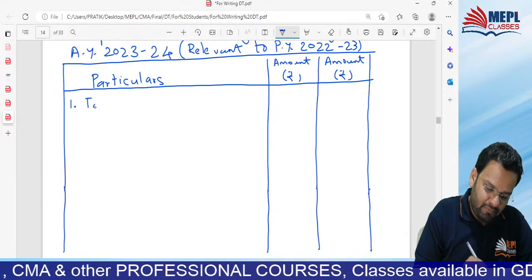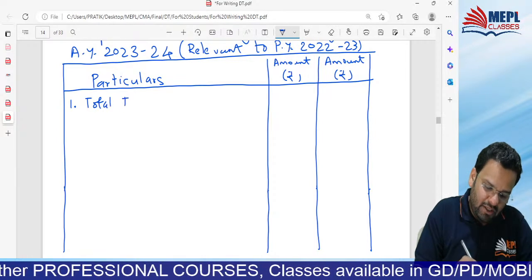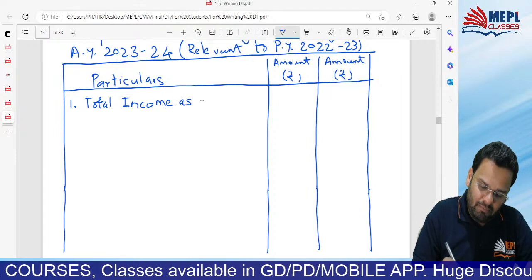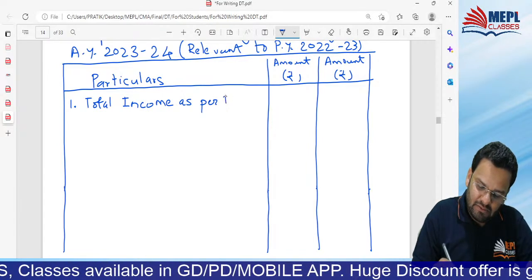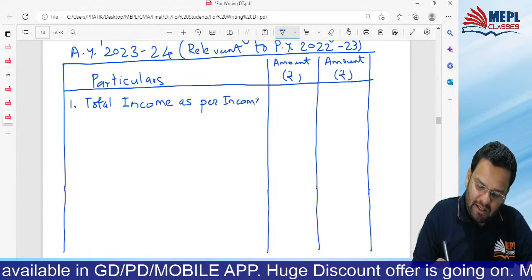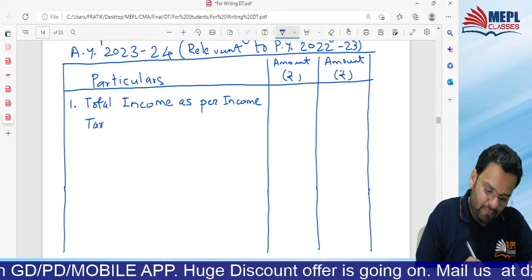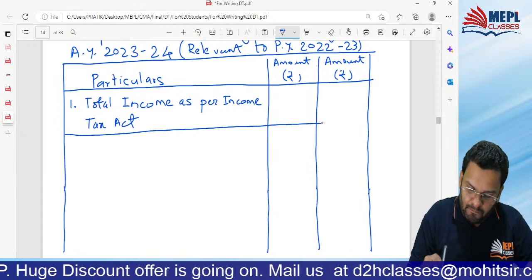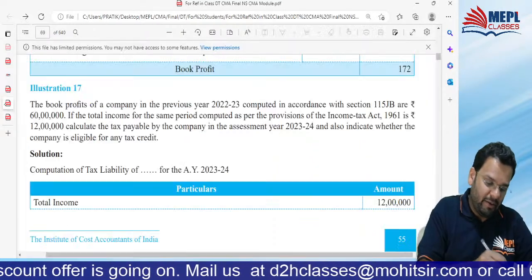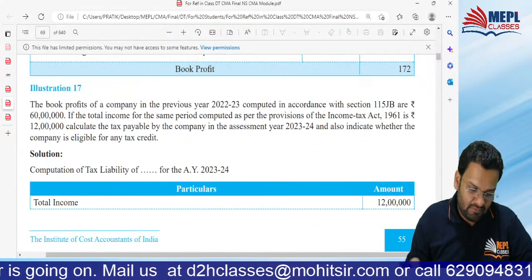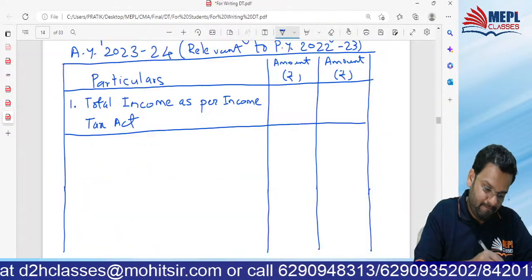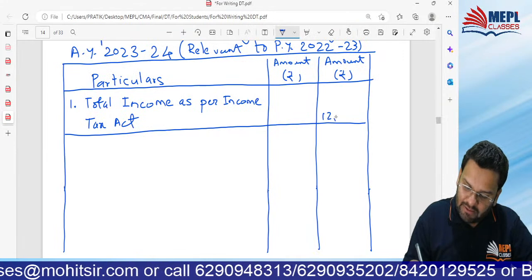First step, total income. What is company's total income as per Income Tax Act? Company's total income as per Income Tax Act is 12 lakhs. Please take 12 lakhs.